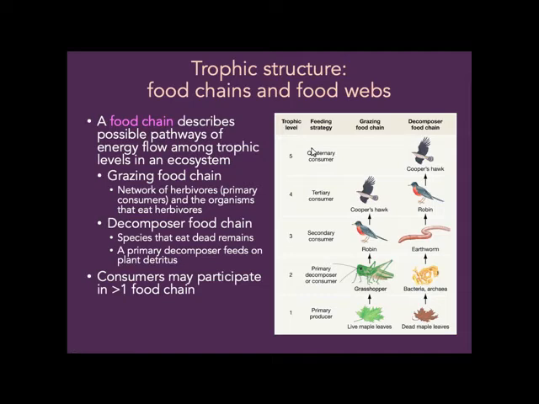And you should note that consumers can participate in more than one food chain. So for example, the Cooper's hawk is in both chains. Also, consumers can feed at multiple trophic levels. So for example, you might have the Cooper's hawk eat the robin and the grasshopper, right?